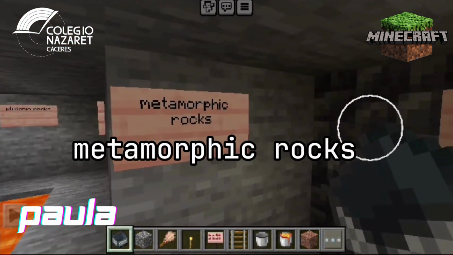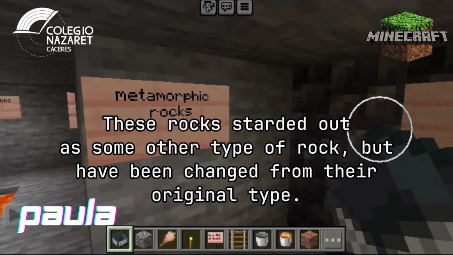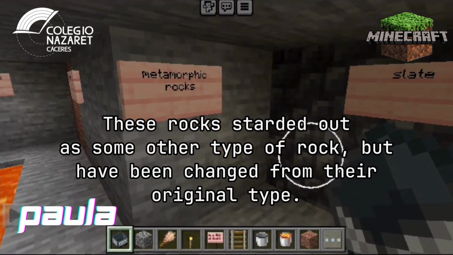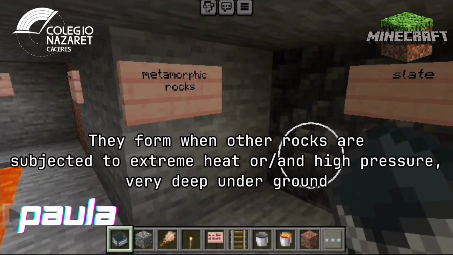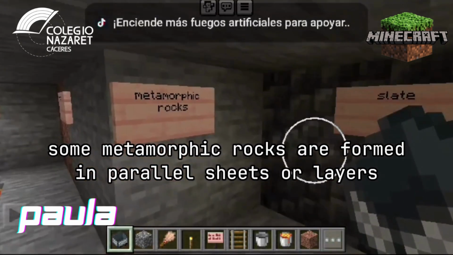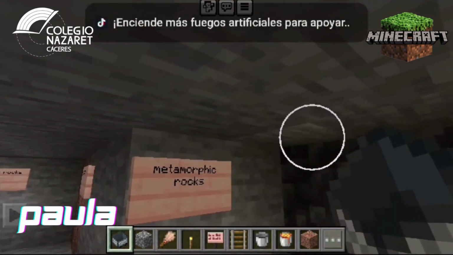Metamorphic rocks. These rocks started out as some other type of rock, but have been changed from their original type. They form when other rocks are subject to extreme heat or high pressure, very deep underground. Some metamorphic rocks form parallel sheets or layers.